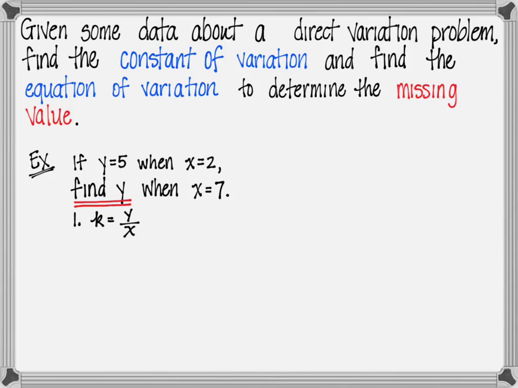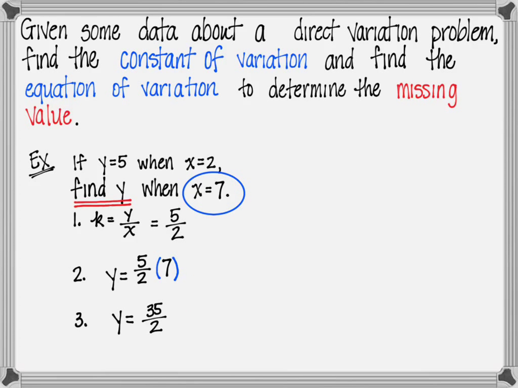Step number 1 is to find that constant, which is y over x. We use the first set of data, this 5 and 2, and we get 5/2. That is your k. Using the k, we write the direct variation y equals k times x, and we have this x equals 7, so we plug that in. We plug it into the direct variation equation and simplify, and we get y equals 3/2, and that's what we were out to find. We were out to find y, and we found it.